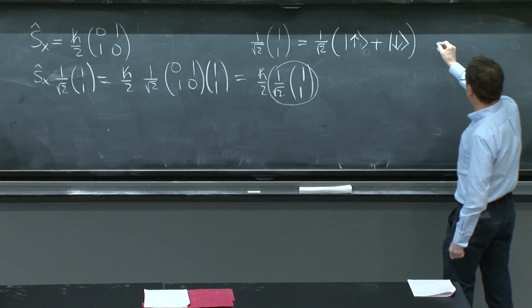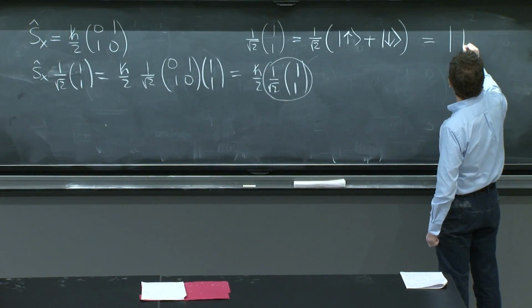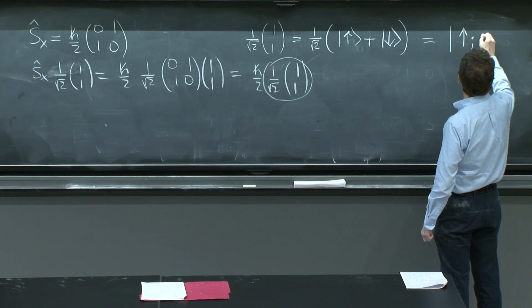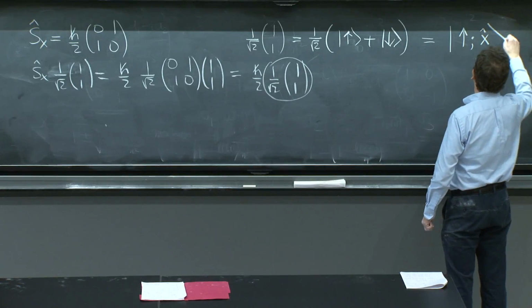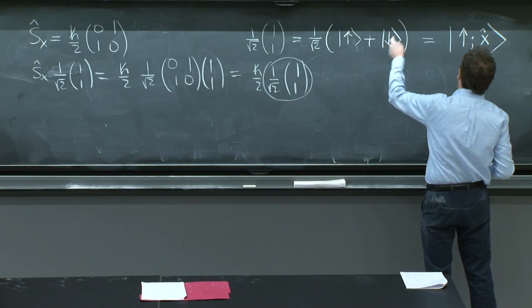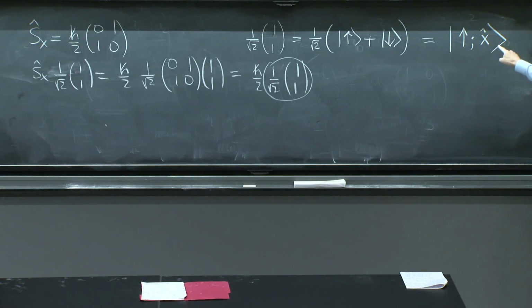So this is actually a spin that points up, but in the x direction. Whenever we don't put anything, we're talking about z, but this is the spin up in the x direction. And it appeared as a sum of a spin up and spin down in the z direction.